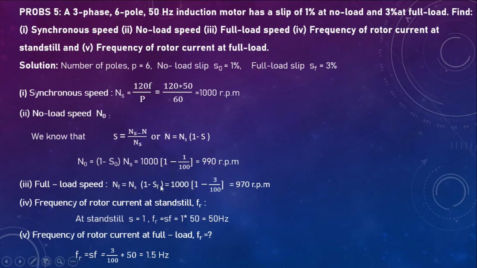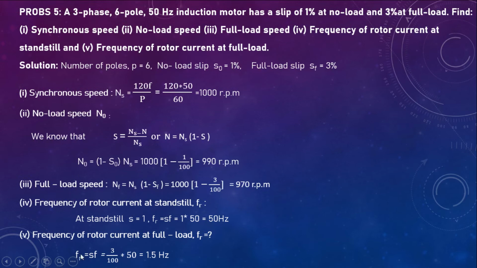For the full load speed, a slight change: you have to substitute here the full load slip to find out the full load speed. The full load slip has been given as 3% here. The formula remains the same, n is equal to ns into (1 minus s), but you have to substitute here the full load slip. You will get 970 rpm.